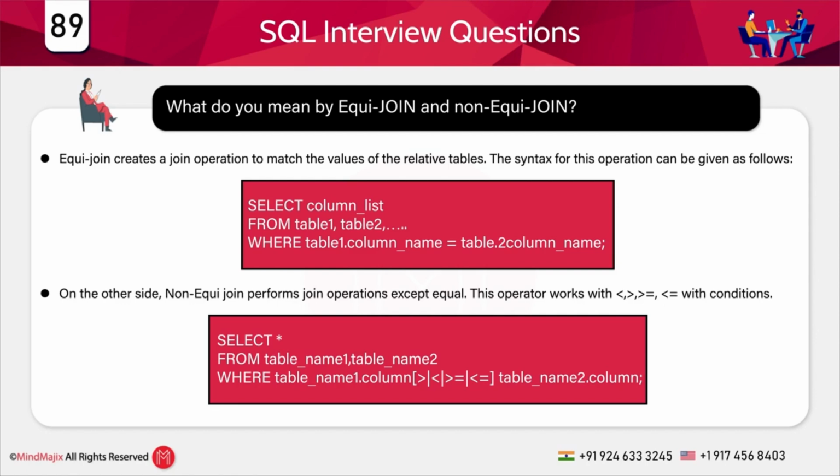In case of non-equi-join, it performs join operations except equal. This operator works with less than, greater than, less than equal to, greater than equal to conditions. If you talk about the syntax of non-equi-join, here you can see select star from table 1, table 2, where then you specify the condition table 1 dot column name, and then the operators less than, greater than, less than equal to, greater than equal to, and then the table 2 column name. This is basically the difference between equi-join and non-equi-join.